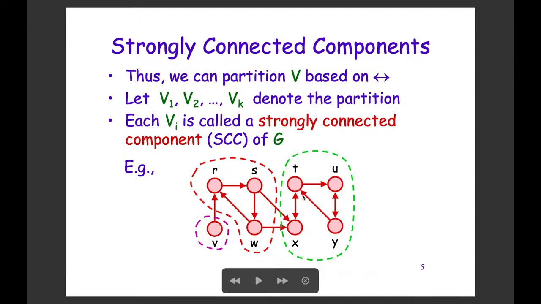Within the same group, all the vertices you can think of as equal, in the sense that they are mutually reachable to each other. So this is the given directed graph, and given a directed graph, we can use the mutually reachable relationship to partition the vertices into groups. Each group here is called a strongly connected component, because it is like a component of the graph, and it is strongly connected in the sense that every node can reach any other node.